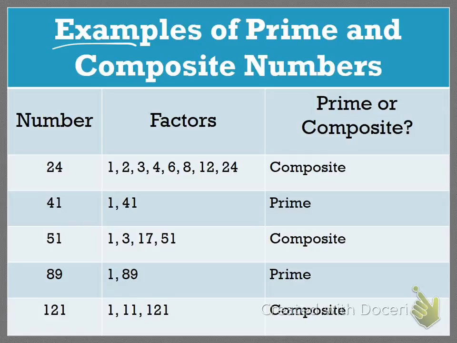True or false? All odd numbers are prime. False. Why? Because 51 is odd. Okay, look at some of these examples on the screen. 51 is composite. 121 is composite. 9 is composite. 15 is composite. We could go on and on. So that is not true.